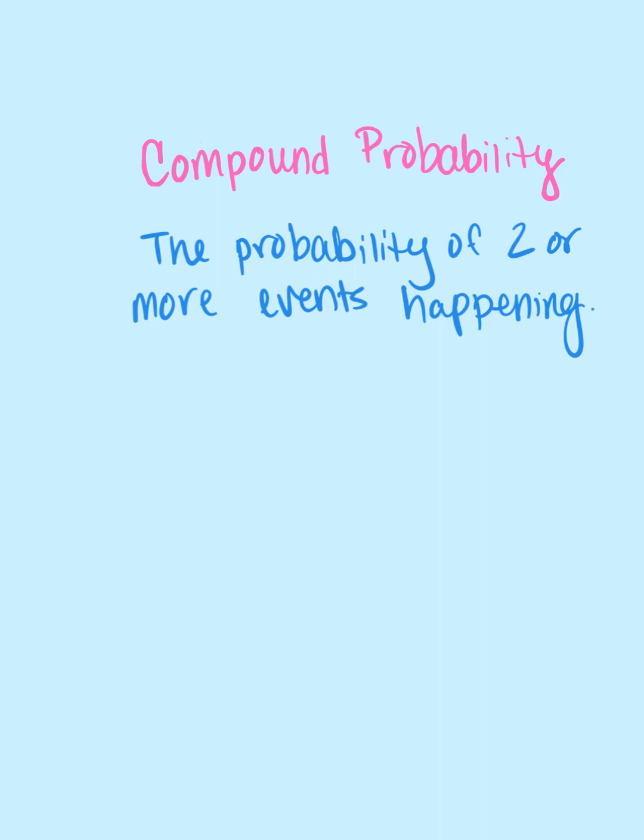We're going to talk about compound probability. That's the probability of two or more events happening. So that means we're doing at least two experiments. There are two types of compound probability we're going to talk about: independent and dependent.